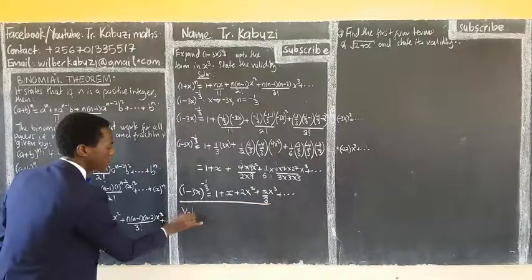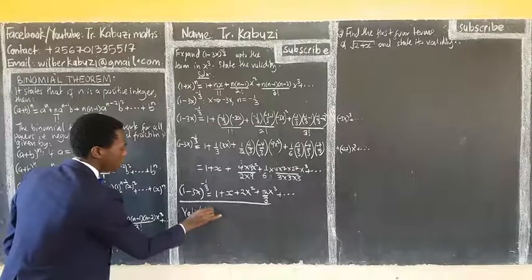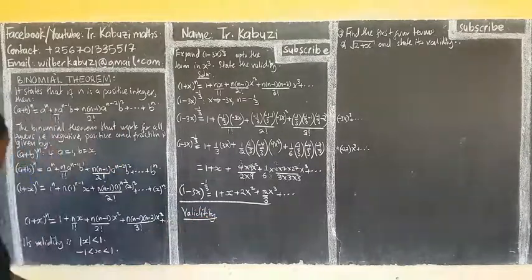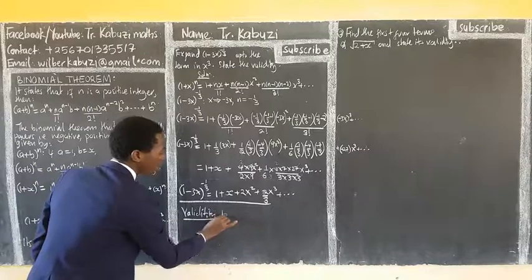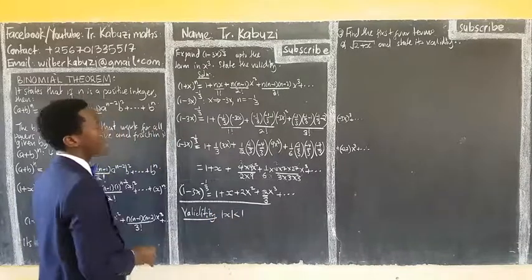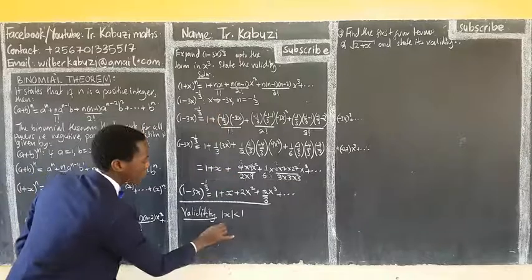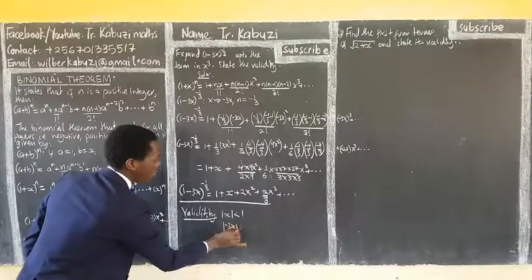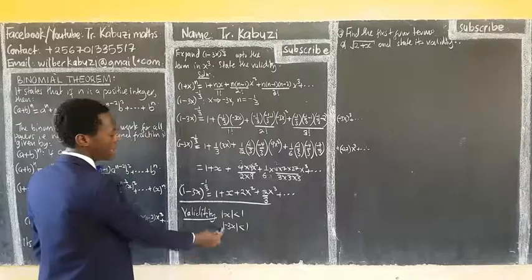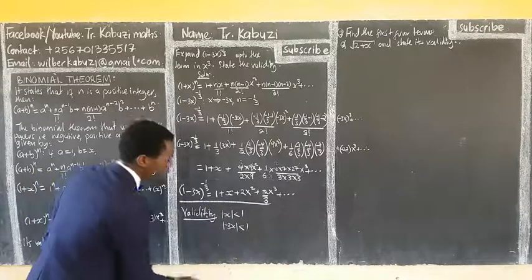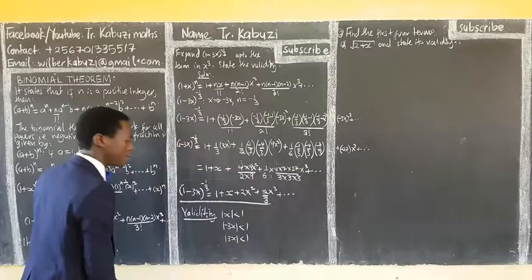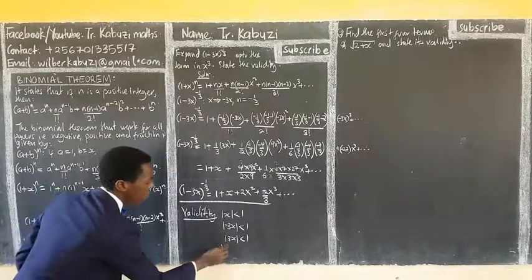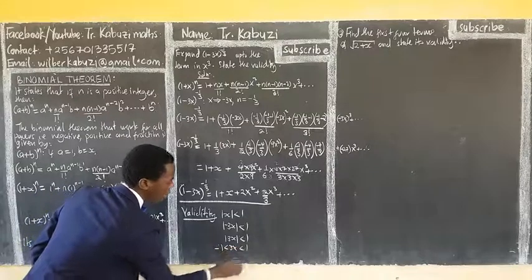Now the validity. Now we say the validity is always modulus of x less than 1. So here our x is this. Our x, we say that always it's modulus of x less than 1. So now our x is this. So this is going to be negative 3x less than that. But we say the modulus converts everything to a positive. So this will be now modulus of 3x less than 1. And from there, this will be negative 1 less than 3x less than 1.